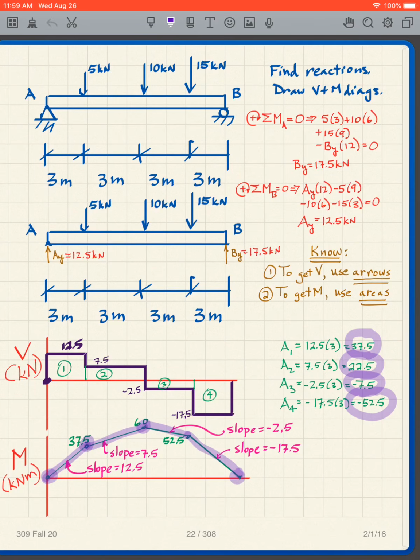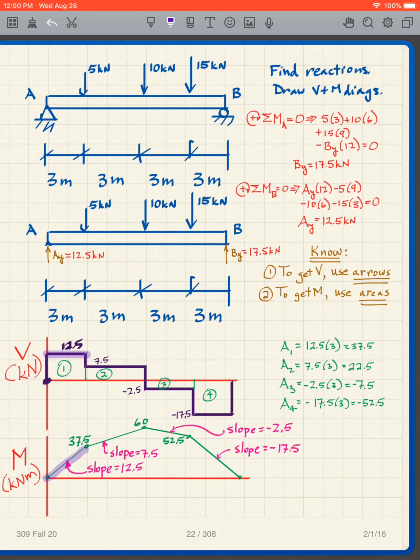And we know the slopes of these lines because if you remember, the slope of the moment diagram equals the value of the shear diagram. So the value of the shear diagram in that entire region is 12.5. That means the slope everywhere on the moment diagram in that region is 12.5, which means it's a straight line.